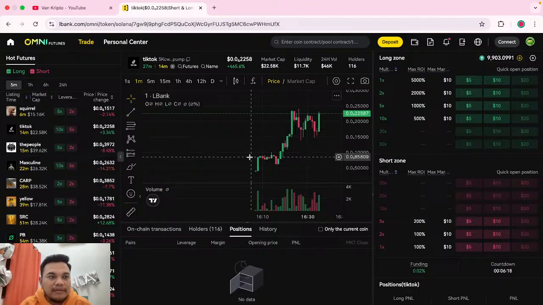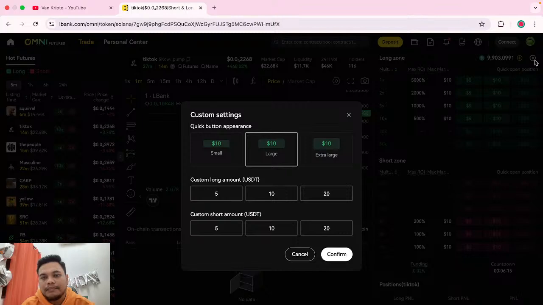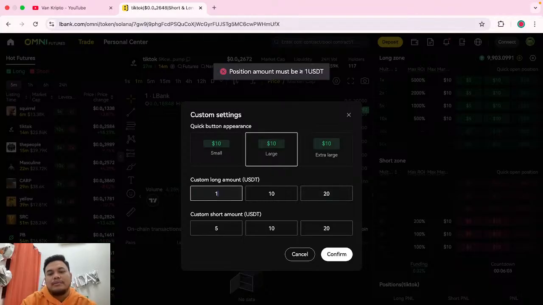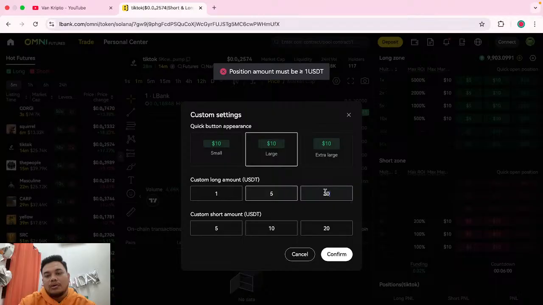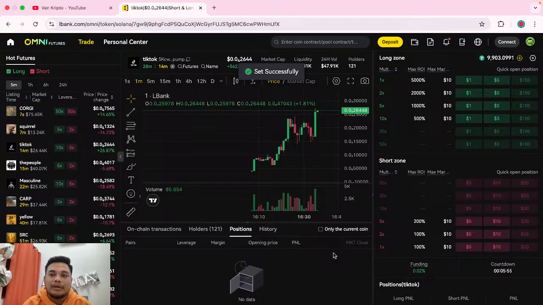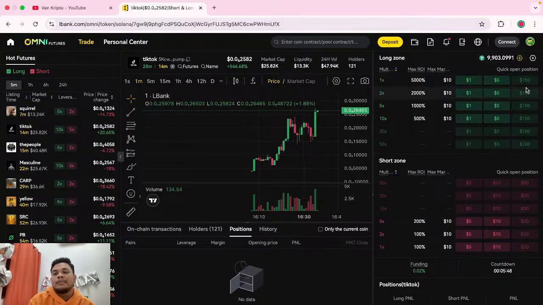How about we check if there are any reading materials in here? Okay, so some of you might know this is a custom setting for the quick button that appears in here. You can put simply $1, $5, or even $100 in here and just click confirm. Then the long and short buttons right here will automatically change to the amount that you just customized.